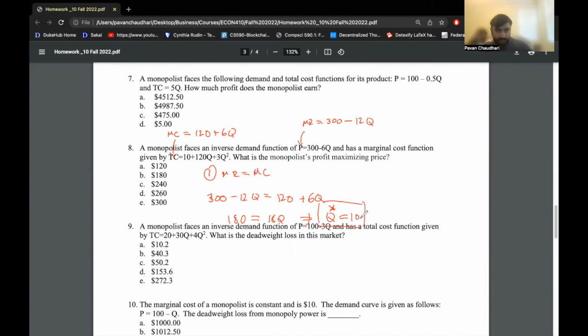Okay. So to find the actual price that we have here, again, we plug in the demand curve, and not the marginal revenue, not the marginal cost. We plug in the demand curve. And so we get 300 minus 60, which is 240. So that's the profit maximizing price here, 240.